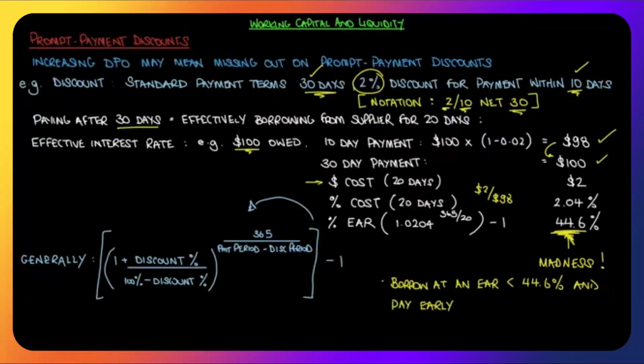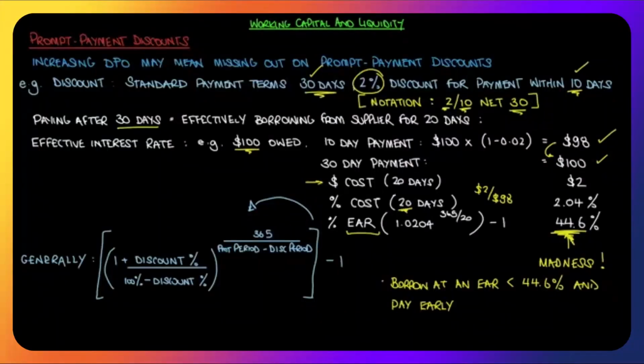$2 over 98. You've effectively borrowed 98, and then in 20 days, you had to pay back 100. $2 of interest effectively over 98, 2.04%, but that is over 20 days. If we want to express that as an effective annual rate, EAR is your effective annual rate. This we know from the world of quant.